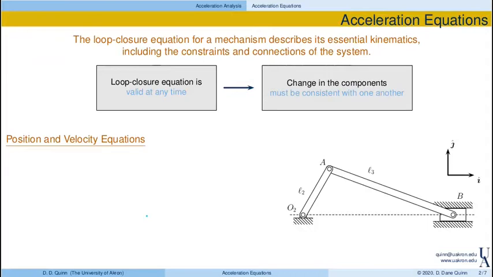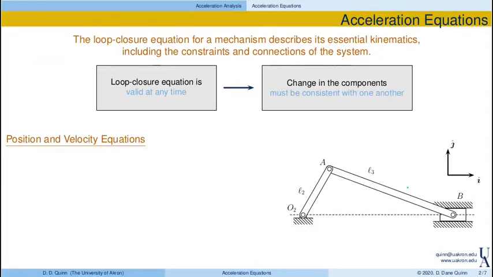So now, for the acceleration equations, you can probably guess what we'll do. We'll take the derivative of the velocity equations, which were the derivative of the loop closure equations. If you went back and looked at the acceleration lecture, we saw and we kind of know that acceleration is the second derivative of position or the first derivative of velocity. And so the acceleration equations essentially represent the second derivative of the loop closure equation or the derivative of the velocity equation.